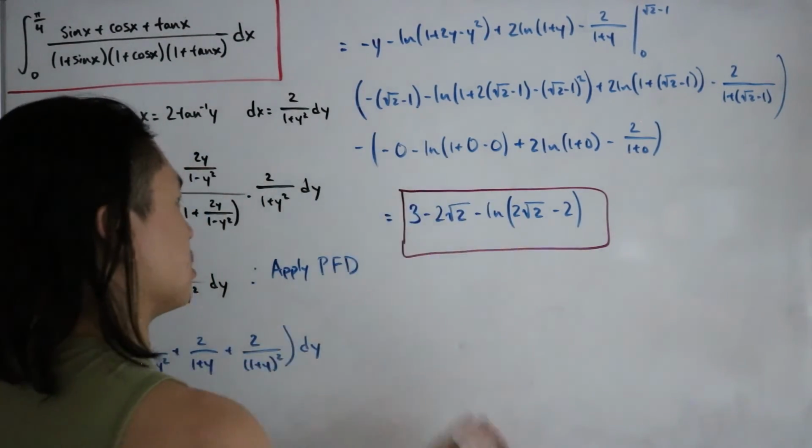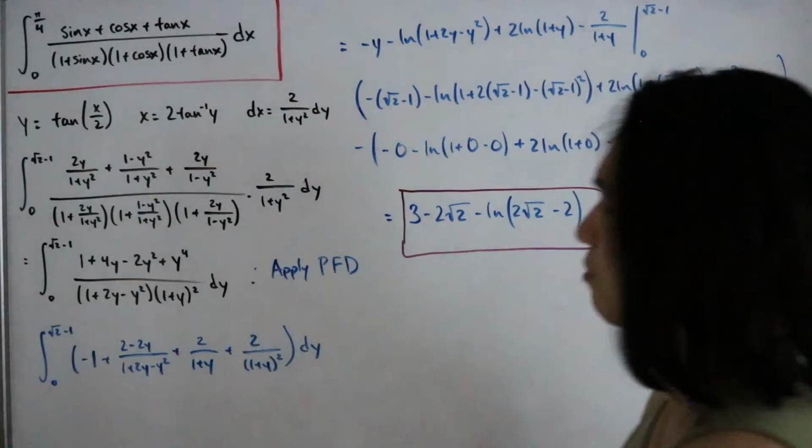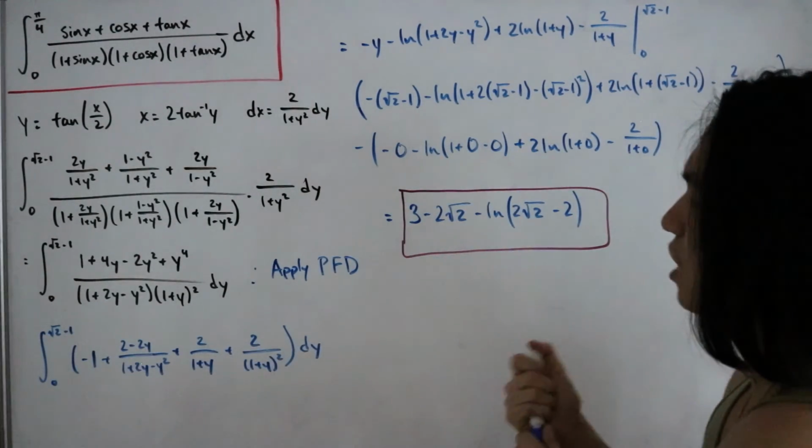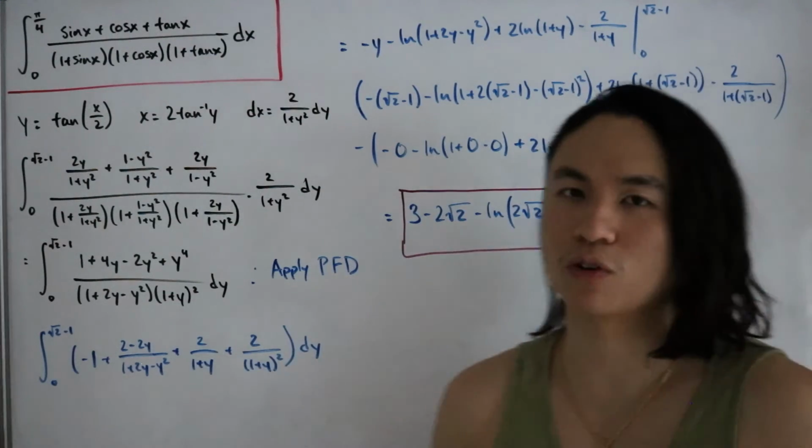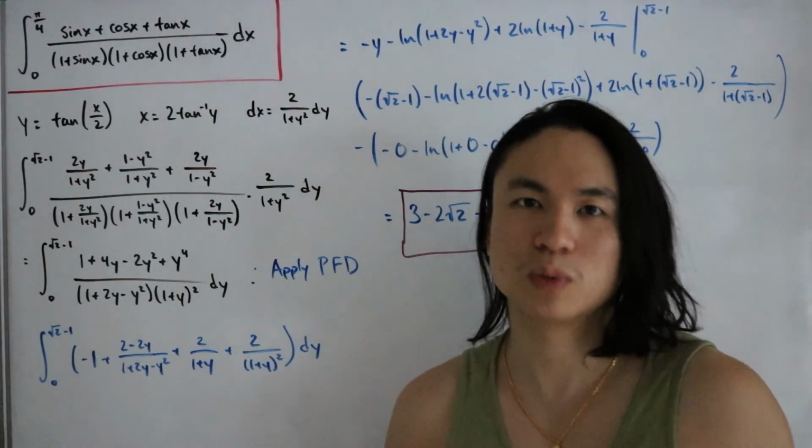Simply just the natural log frenzy. Well, not really natural log. There's only one natural log, and then everything else is the 3, then with the square root of 2, just like that. After all that, so yeah, that's pretty cool if you ask me.